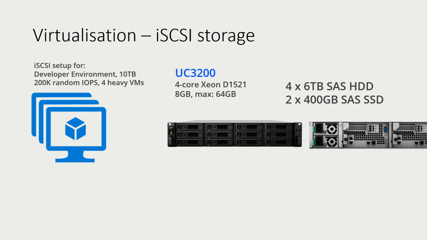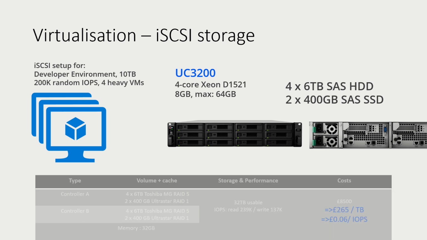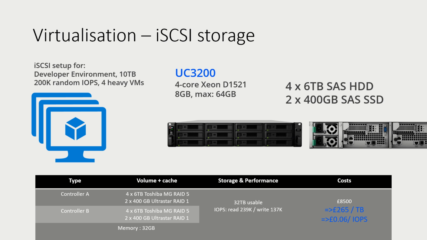We're loading it with 6 terabyte SAS hard drives and 400 gigabyte SAS SSDs for the SSD cache. Now you have to duplicate that setup because there's 2 controllers. Here I've put the RAM at 32 gigs. Look at the performance that you're getting, 137,000 random write IOPS.